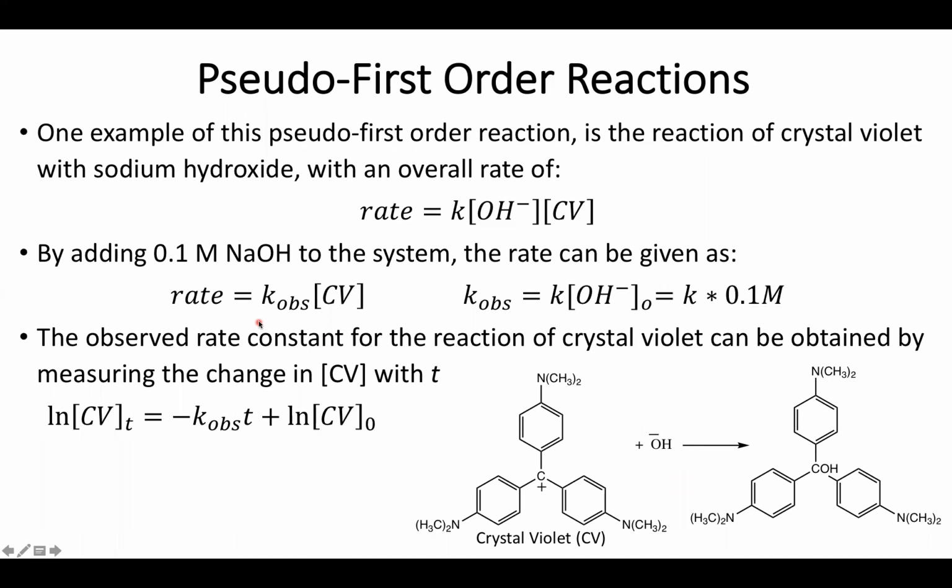And thus, I can go ahead and figure out what my observed rate constant was by watching the change in the concentration of crystal violet. And then using that, once I know my observed rate constant, I can back out the overall rate constant.